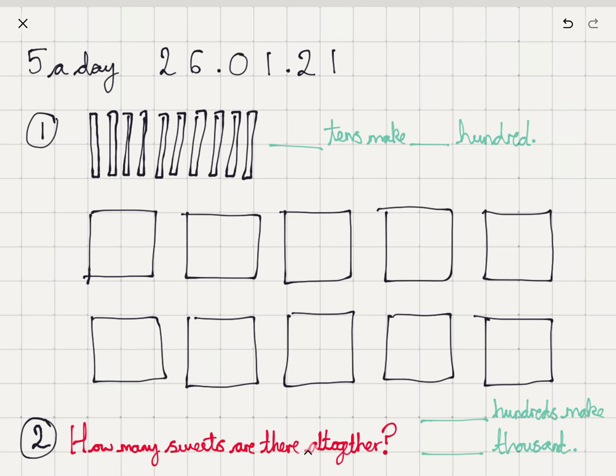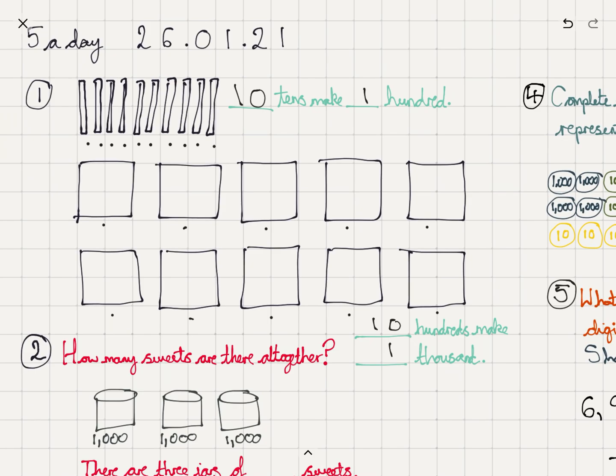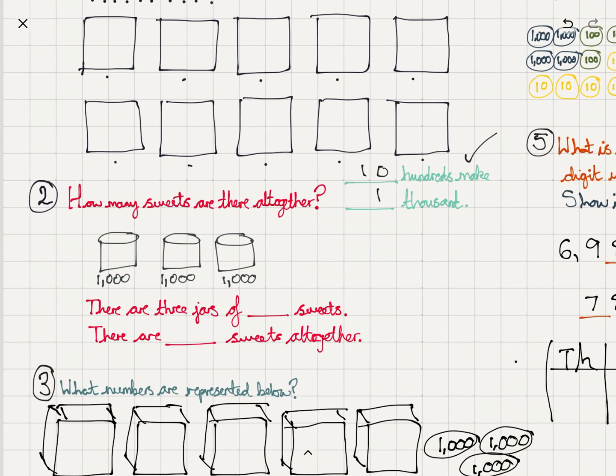Okay, so what we need to do here is we need to count how many tens there are. So 1, 2, 3, 4, 5, 6, 7, 8, 9, 10. 10 tens make how many hundreds? 100. Okay, then down here, how many hundreds do we have? 1, 2, 3, 4, 5, 6, 7, 8, 9, 10. 10 hundreds make how many thousands? 1,000. Okay, so to get that first mark, you need to have that one correct and this one correct.